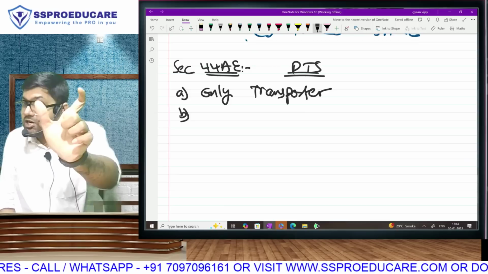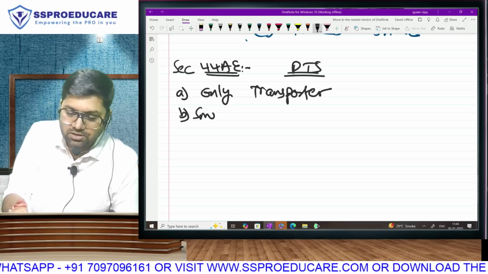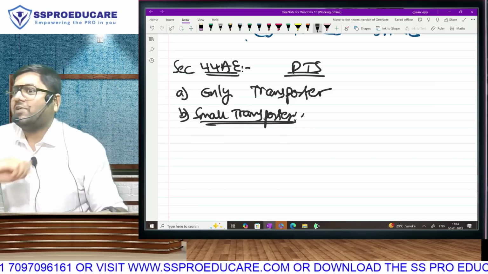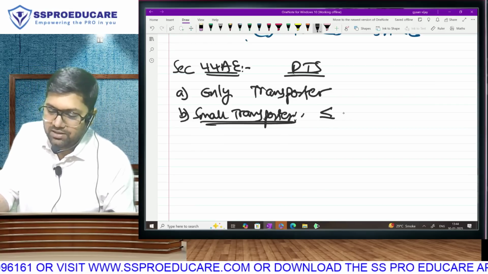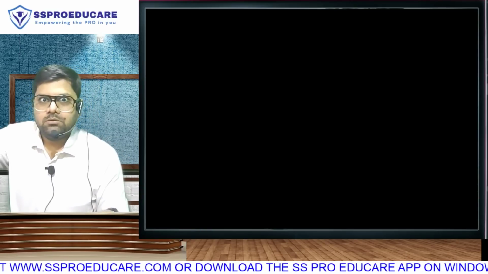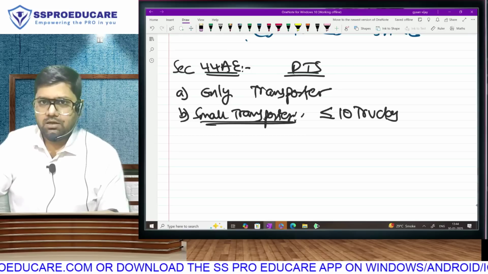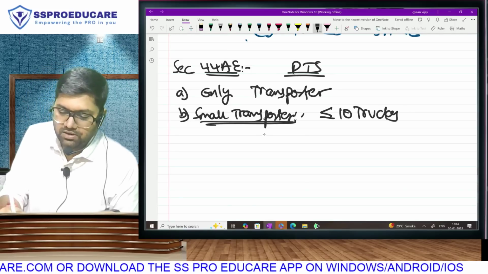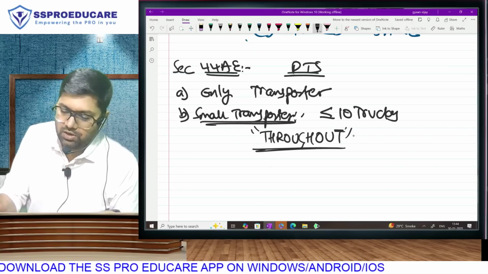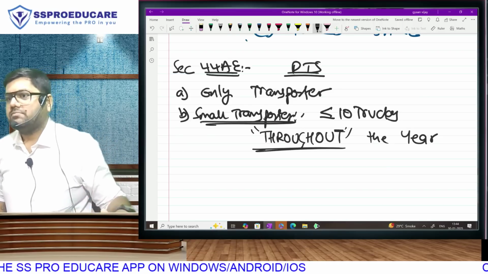So there we put a restriction on your turnover because the percentage was on turnover. Here, the percentage is on the number of trucks. So the restriction is also on the number of trucks. What was the definition of small business or profession over there? Turnover has to be up to 2 crore, 3 crore, 50 lakh, 70 lakh. Here, you should be having less than or equal to 10 trucks throughout the year. Small transporter means you should not be having more than 10 trucks. Equal to is fine. Less than or equal to 10.